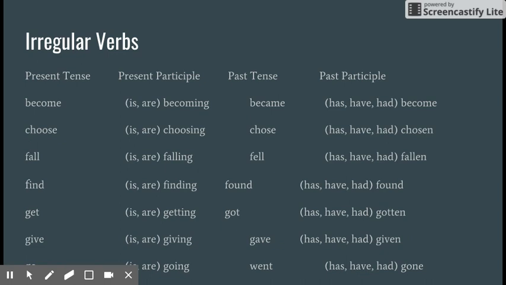So I'm going to provide you with a list here. You may want to take a screen capture for your own notes to save them for yourself. So here are some of them. For example, become is present tense, is becoming is present participle, became is something you did in the past, and you have, has, or had become. So if you want to look through all of these lists really carefully, that's where they change.